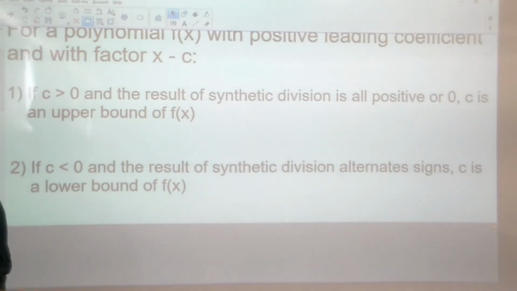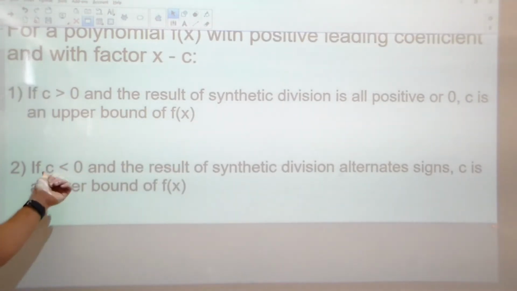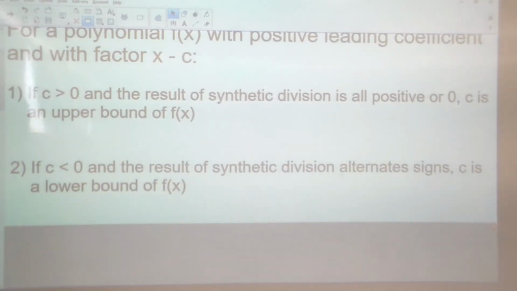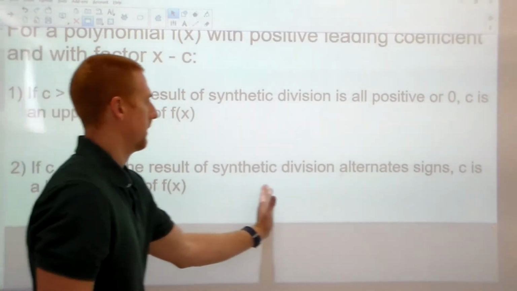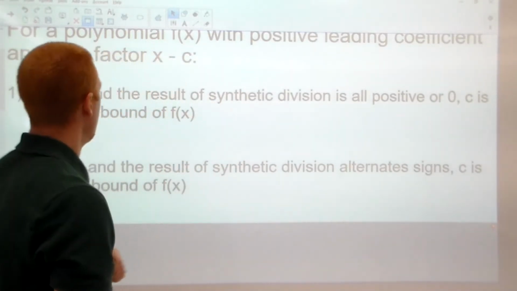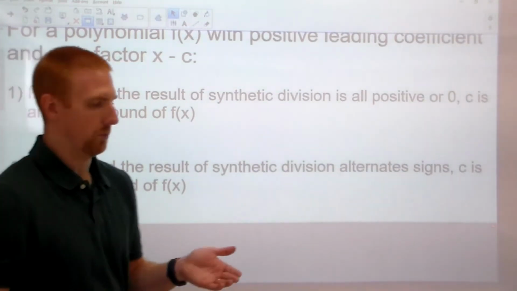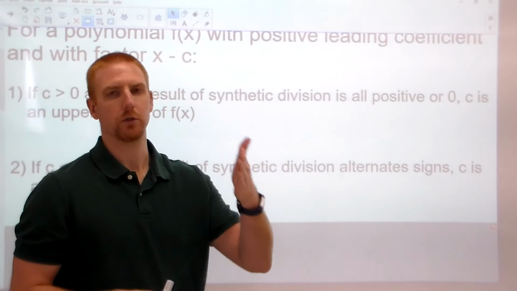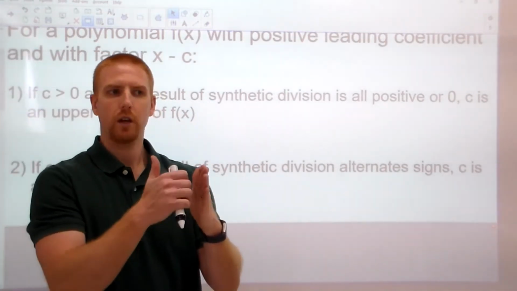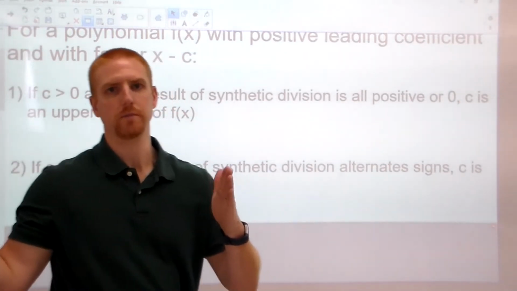So the other side of it is looking for a lower bound. So on the left side of the graph, if C is less than 0, so a negative value, then you go through and you divide it out, you do synthetic division, and your result has alternating signs, that C is a lower bound. So in other words, you pick a value for C, like -2 or something. If this is what happens when you do your synthetic division, you don't need to look any further. There will never be another 0 past that point.